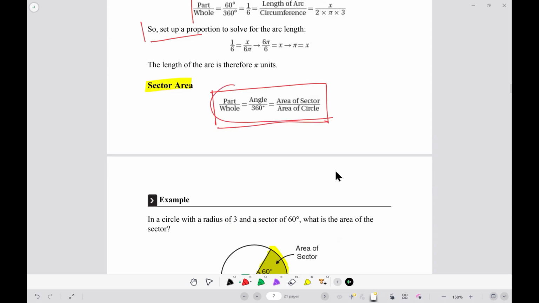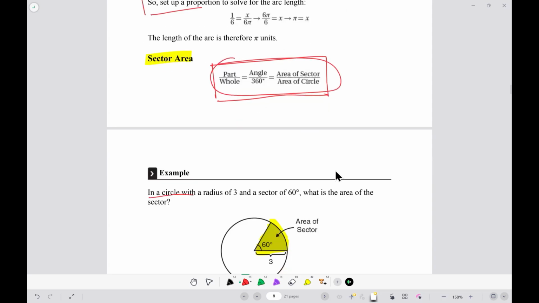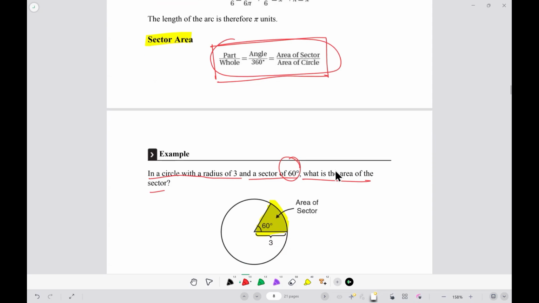You can just use this formula to do any kind of problems. Part divided by whole equals angle divided by 360 degrees equals area of sector divided by area of circle. So in a circle with a radius of 3 and a sector of 60 degrees, what is the area of the sector? We are asked to find the area of the sector.